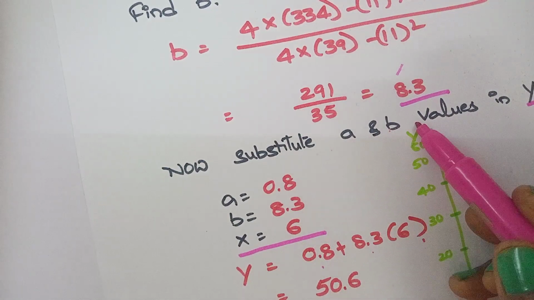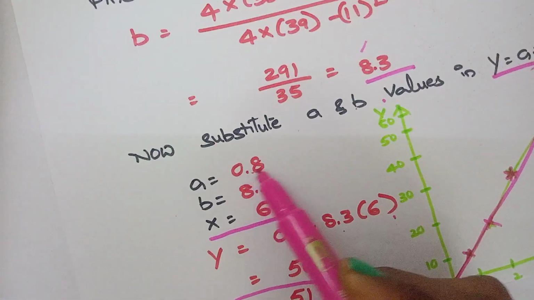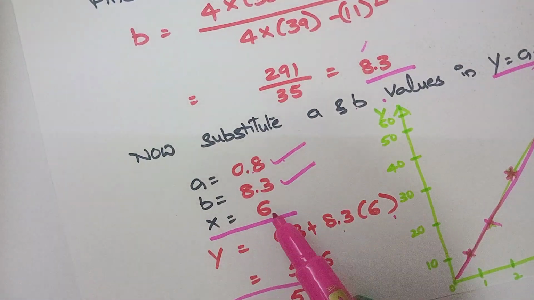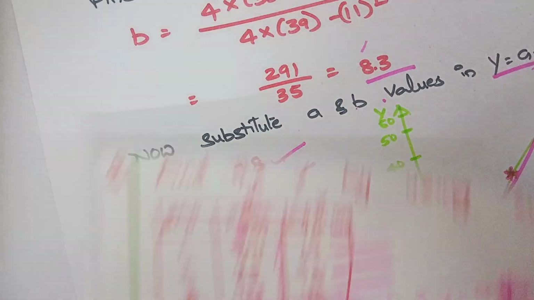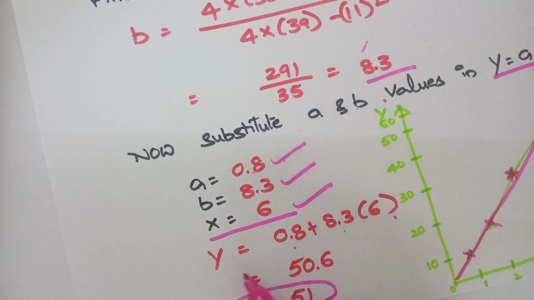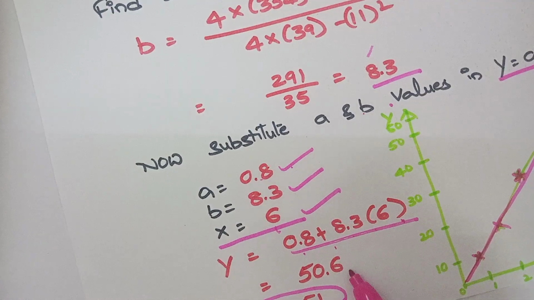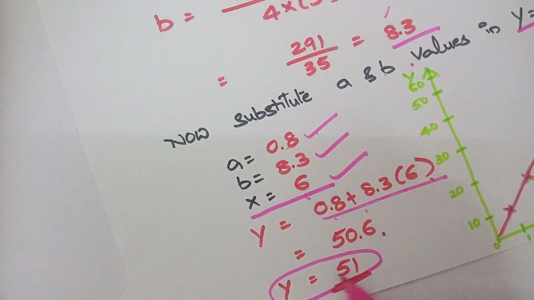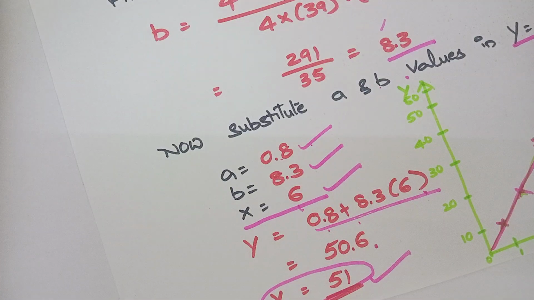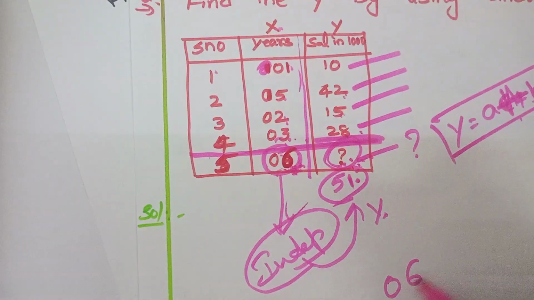Now this a and b should be substituted in the linear regression equation, that is y is equal to a plus bx. Here a is equal to 0.8 we got, b is equal to 8.3 we got, and in the question given x value is 6. For this x we need to calculate the y. So x is 6. Y is equal to a plus b into x. Applying all this, you will get y as 50.6. That is, y will be 51. So from this we can say that if a person has 6 years of experience, he can expect a salary of 51,000.